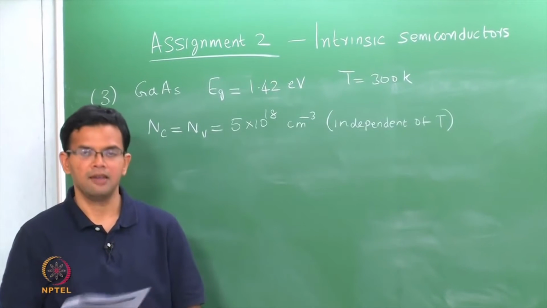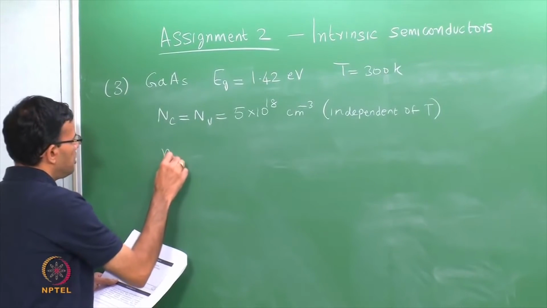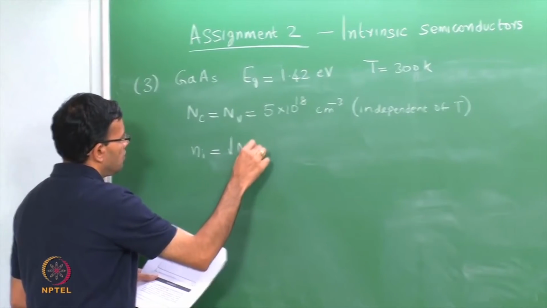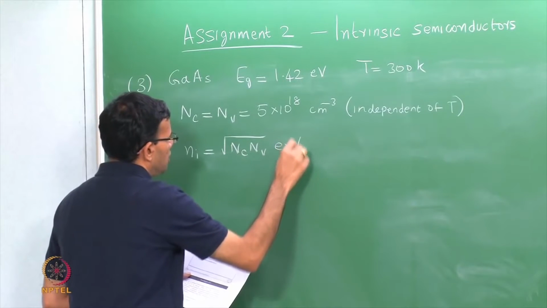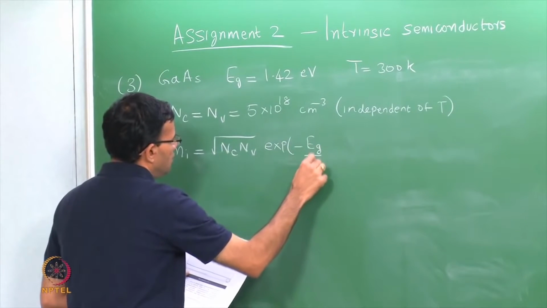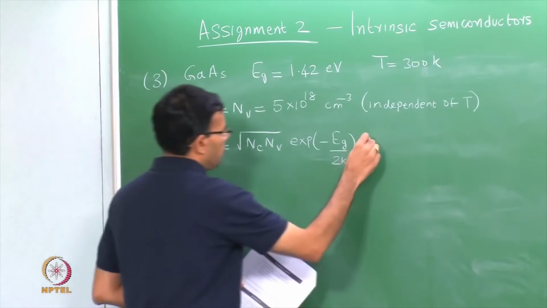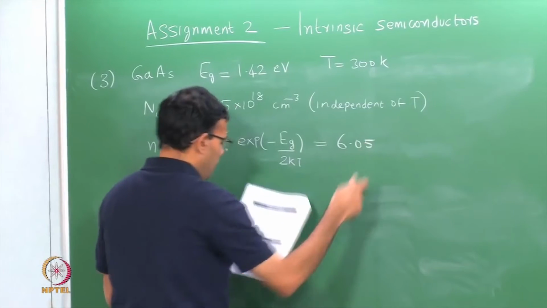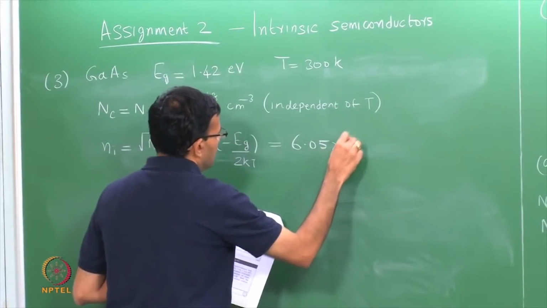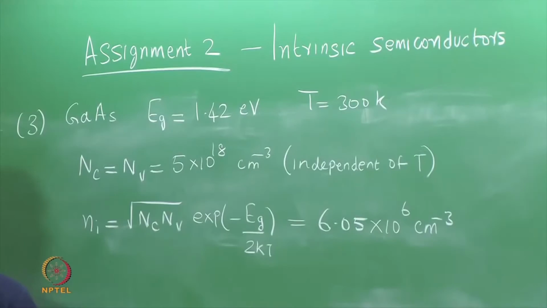So, first we want to calculate the intrinsic carrier concentration at room temperature. So, that is pretty straightforward. You have seen the formula before. So, square root of Nc Nv exponential minus Eg over 2 kT. So, we can plug in the numbers, the value of Eg is given. So, Ni is 6.05 times 10 to the 6 per centimeter cube. So, this is the intrinsic carrier concentration at room temperature.